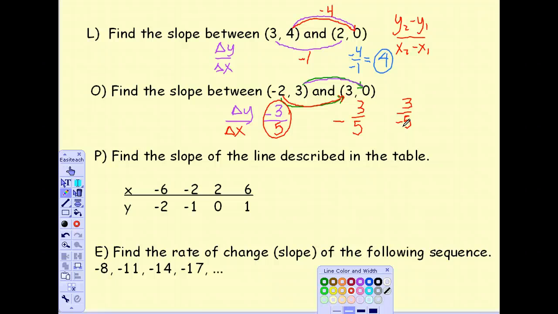Find the slope of the line described in the table. So here's a table of values. Now we're looking at kind of like we did a little bit of rate of change before. We're looking at how these are changing. So we've got lots of ordered pairs. You can either pick any two ordered pairs from the list and do just like we did up here with our change in y's over change in x's if you want to subtract those, or you can find out what's going on in the table.